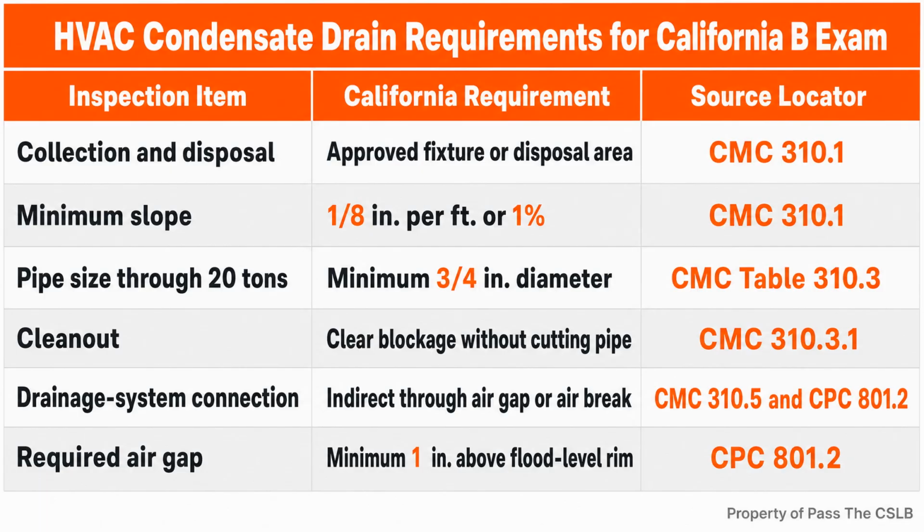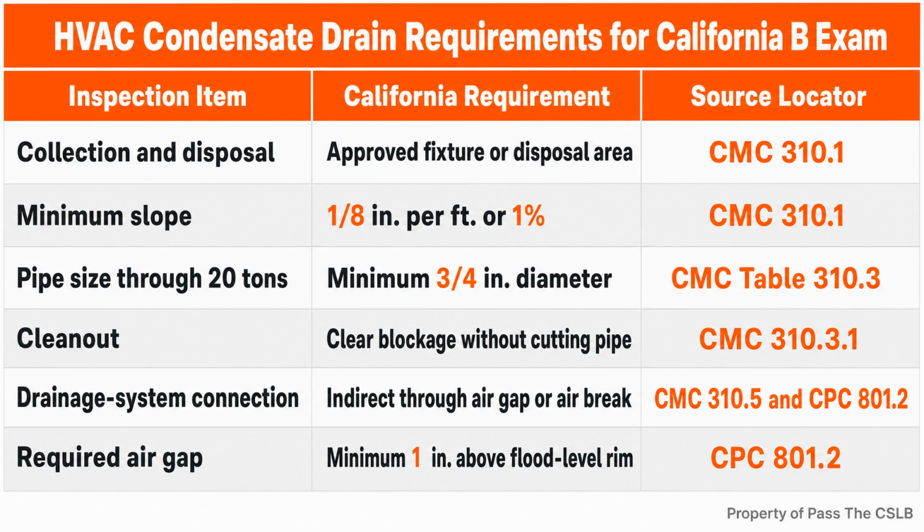Secondary protection follows what I call the damage rule. If the equipment is located where condensate overflow can cause damage to the building, an additional protection method is required. The requirement is tied to the consequence of overflow, not simply to the fact that cooling equipment exists. An attic above a finished gypsum board ceiling is the obvious example. A furred space above finished construction can create the same concern.